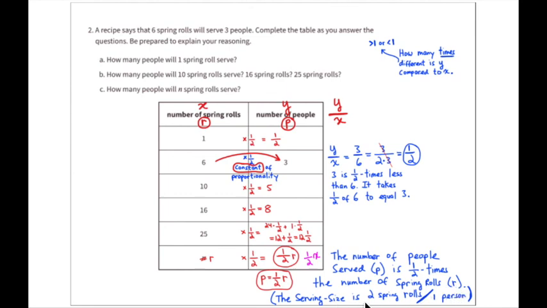So the serving size is 2 spring rolls per one person. I don't know why they didn't include that up here. Why didn't they say number of people is 1? That's going to give you the serving size. Number of spring rolls you need for one person is 2. And that, by the way, you're going the opposite direction. So you're multiplying by the reciprocal of 1/2. So 1 person times 2 would equal 2 spring rolls. So the serving size is 2 spring rolls per one person.